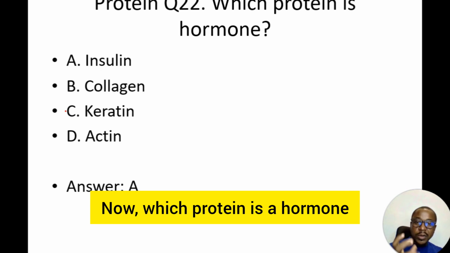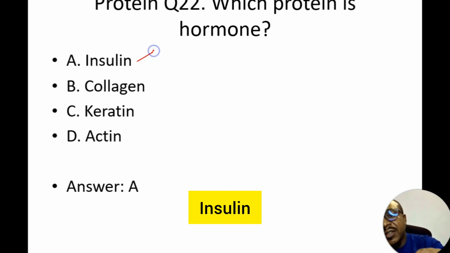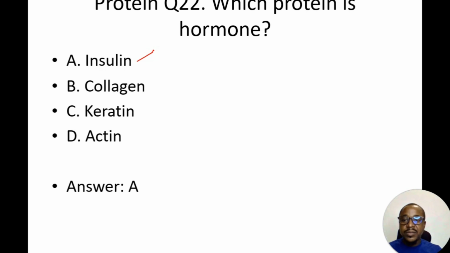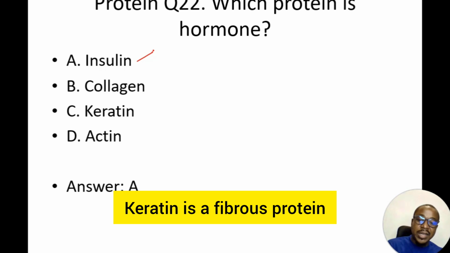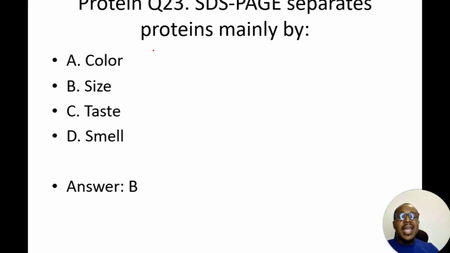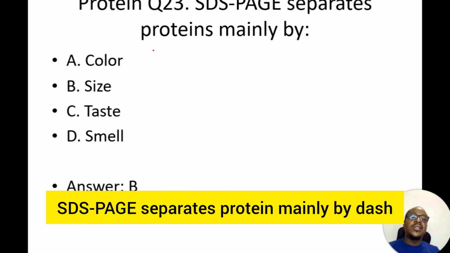Now, which protein is a hormone? Insulin. Collagen is a connective protein. Keratin is a fibrous protein. Actin is a protein that is usually required for muscle contraction and relaxation. SDS-PAGE separates proteins mainly by what?